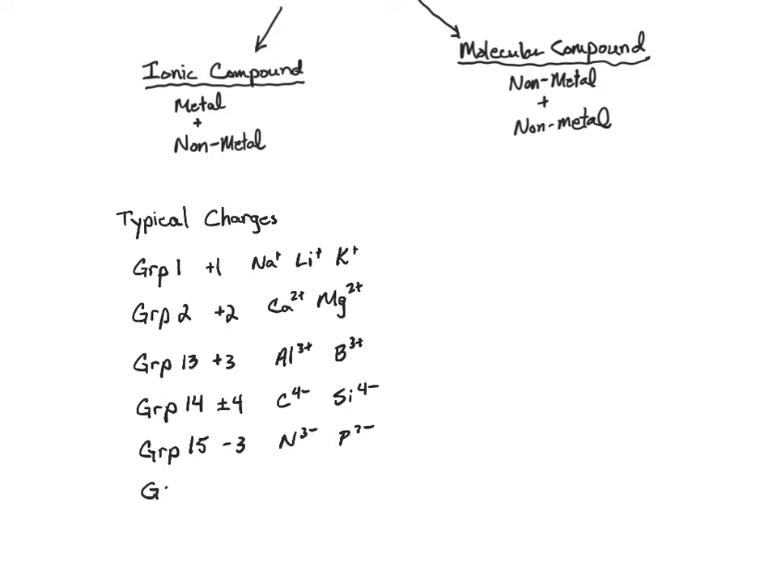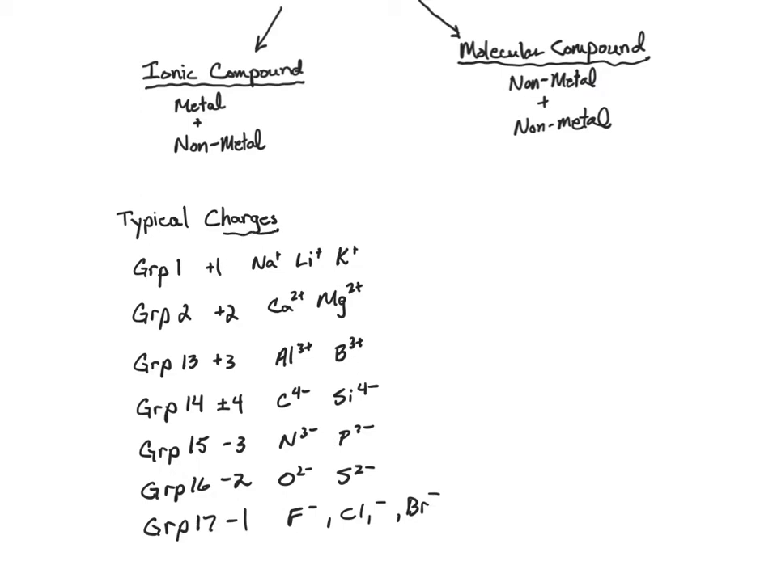Group 16 is a -2 charge, so oxygen or sulfur. Group 17 takes on a -1 charge, so that's all the halogens like fluoride or chloride, bromide, etc. And then group 18, of course, is the noble gases, and we know that they do not take on any charge at all.